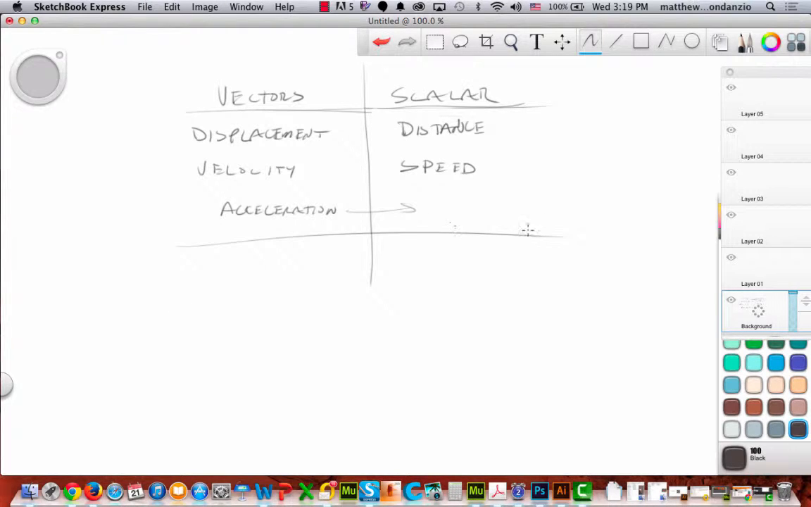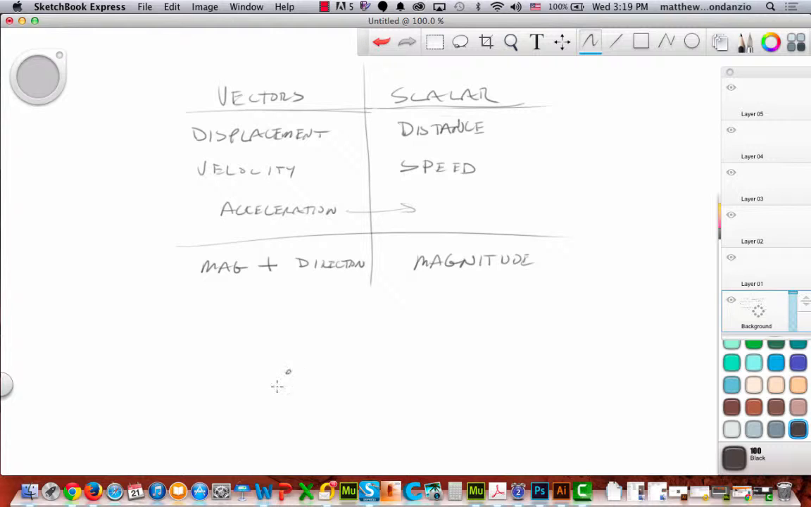What's the difference between a scalar and a vector? A vector has direction. What is a scalar? A scalar is basically, and someone used the M word earlier, a magnitude. And a vector is a magnitude plus a direction.